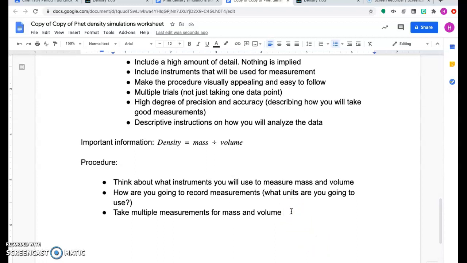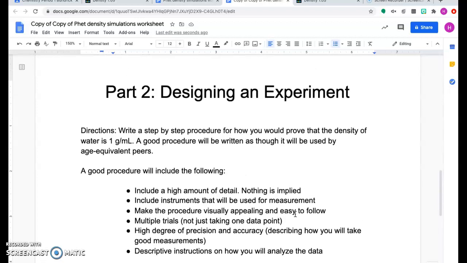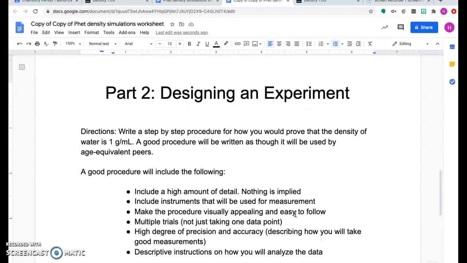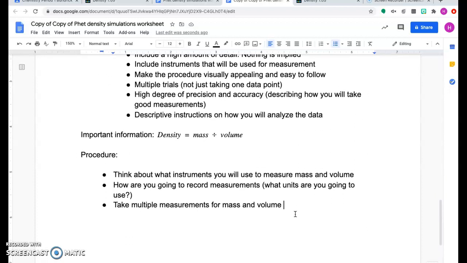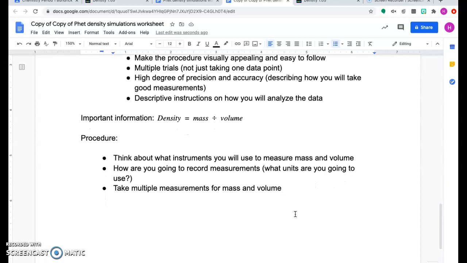So you're not writing this as though you're not going to actually be doing this experiment, okay? So it doesn't really matter if you have a scale that measures in grams at home or a graduated cylinder that measures in volume. It doesn't really matter that you have those equipment tools at home or not. You're not actually going to do this. You're just writing it as though you are going to do this, okay? This is just getting us to think about how we want to design an experiment, what things to think about, what things to include, okay? So that should help you get started with this.